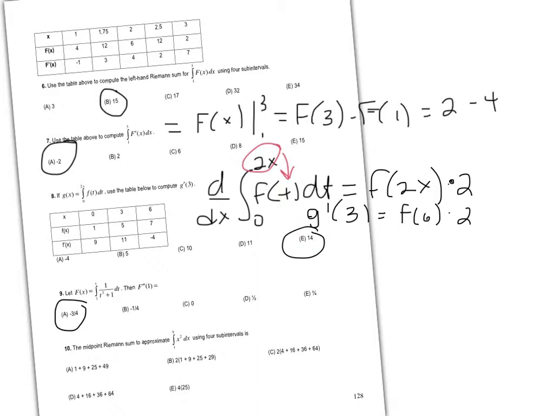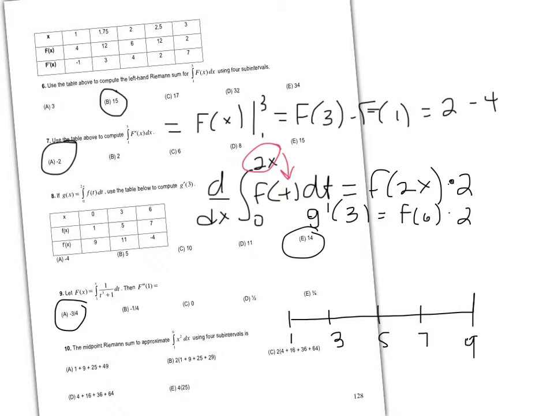And then number 10, we have not done. So 10 says, use the midpoint Riemann sum to approximate the integral from 1 to 9 of x squared dx using 4 subintervals. If we're using 4 subintervals, I always draw out the number line. I'm going from 1 to 9, and they're going to be width 2, so you're going to have 3, 5, and 7. But then we want the midpoint, so the midpoint is going to be all the ones that are in between.